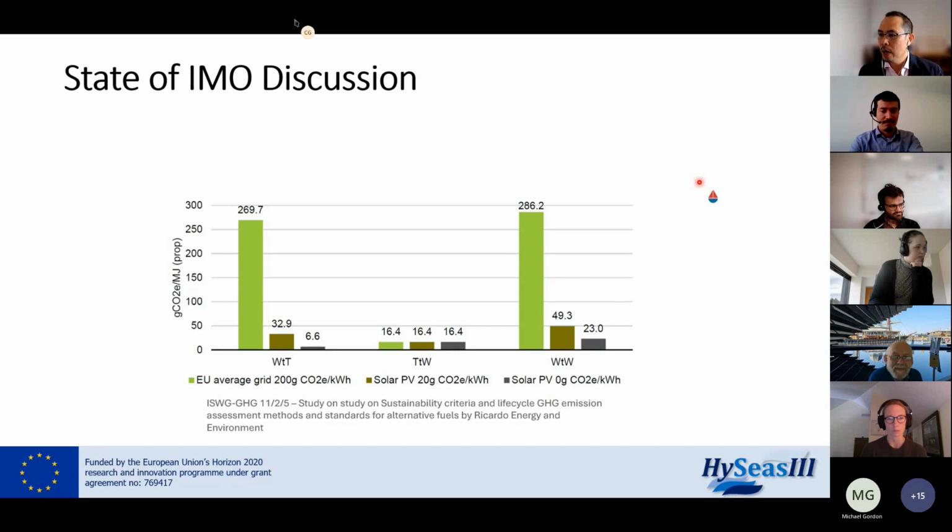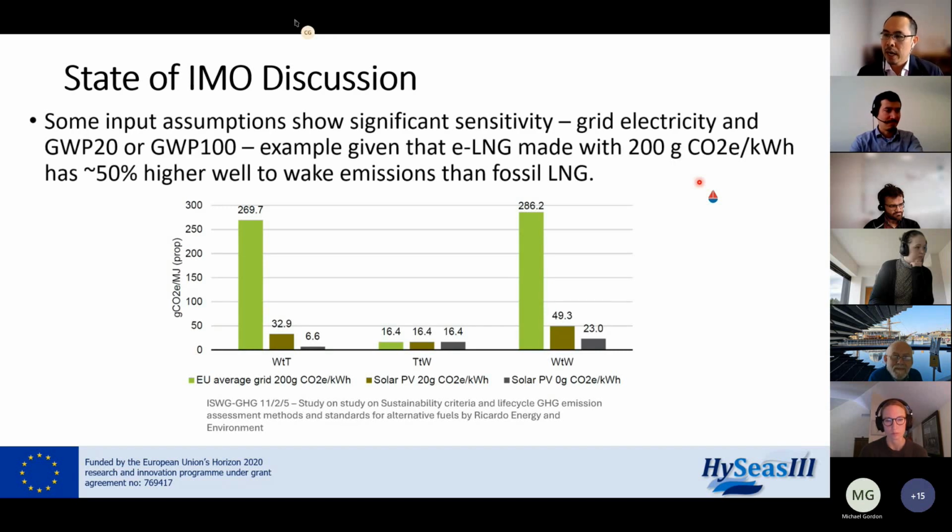Now, another very interesting thing that the study highlighted was that some input assumptions have a significantly large impact on the final result. One of them is grid electricity: what's the carbon intensity of the grid where you are, or in the assumption? And of course, whether you use global warming potential on a 20-year time horizon or a 100-year time horizon.